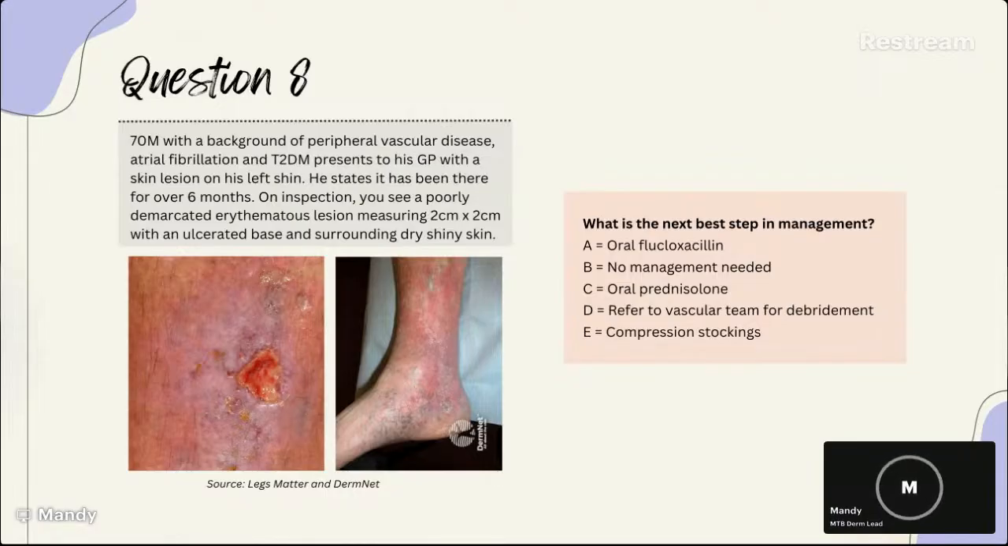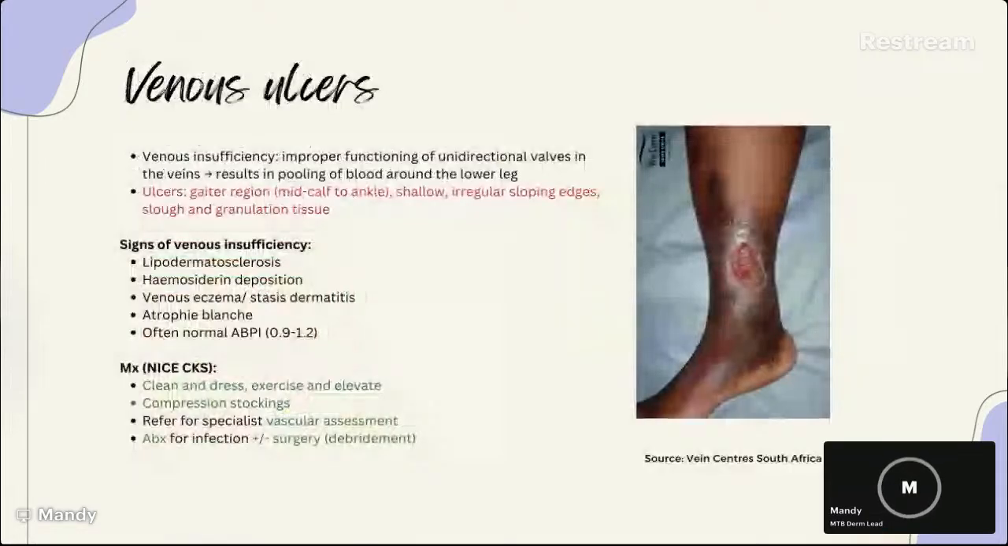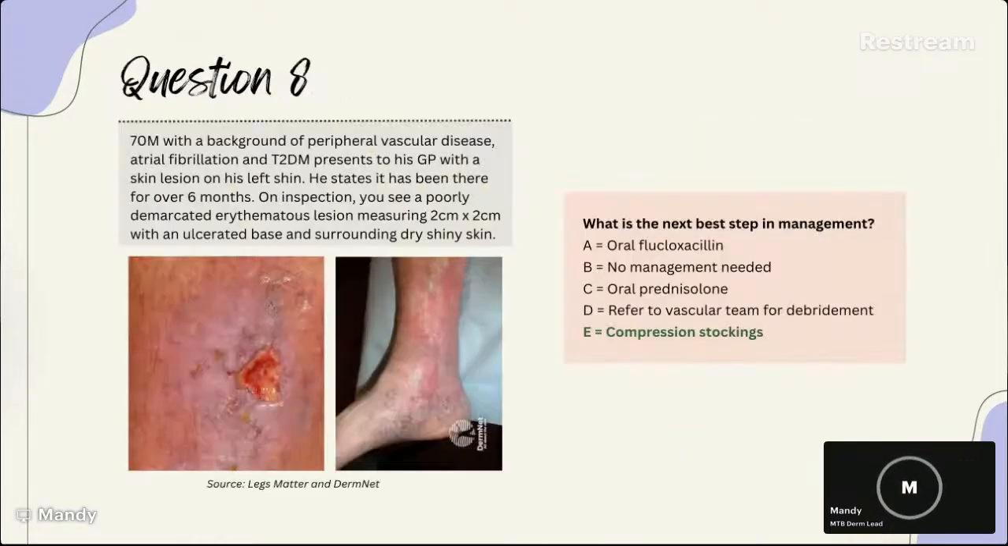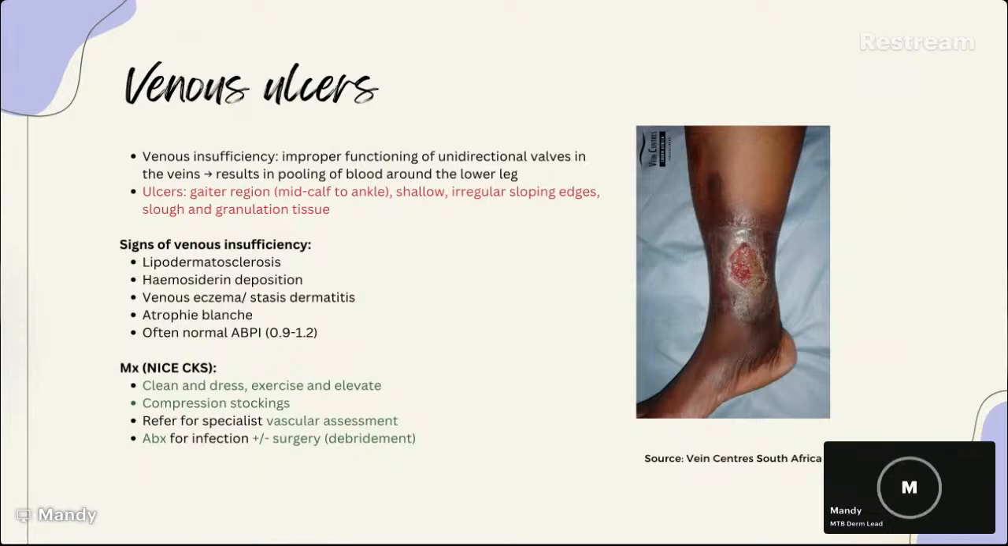Okay, we'll move on to the answer, which in this case is E, compression stockings. The reason is that for this particular patient, we were thinking whether this lesion might be a venous ulcer. Venous ulcers are actually quite common within hospital settings, in terms of the patients that we see. A lot of patients do have venous ulcers, and they can sometimes be quite difficult to manage, especially if these ulcers are long-standing.